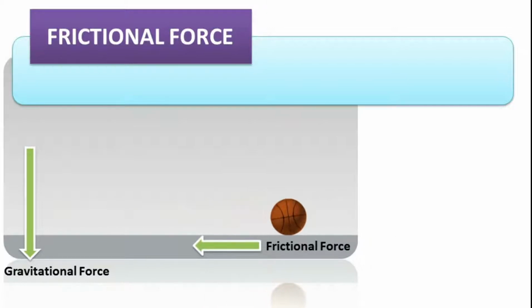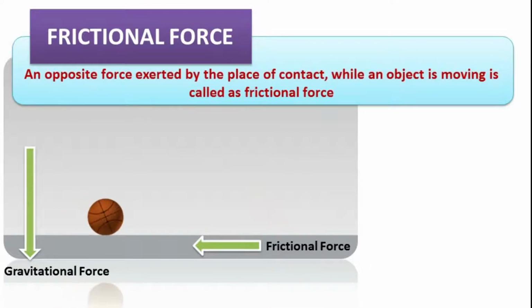Let us forget about gravitational force because it is always there on the earth. Then what is frictional force? When the ball is moving, the outer surface of the ball is in contact with the floor or ground. This floor or ground exerts an opposite force on the ball due to contact. This force is called frictional force.